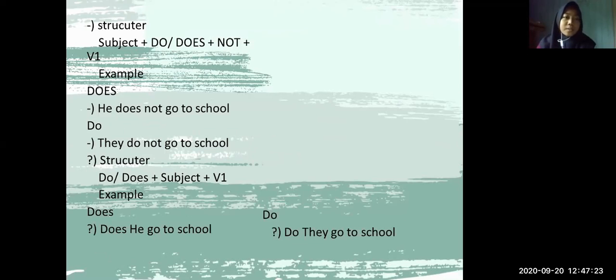Negative structure: subject plus do or does plus not plus verb 1. Example: he does not go to school; they do not go to school. Question structure: do or does plus subject plus verb 1. Example: does he go to school? Do they go to school?